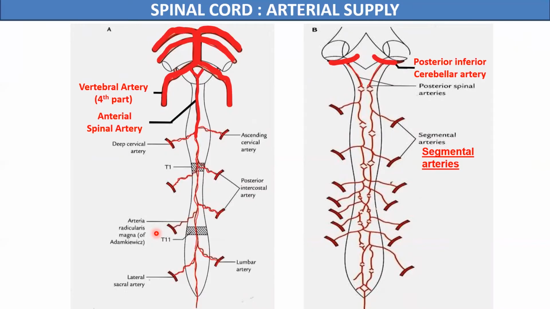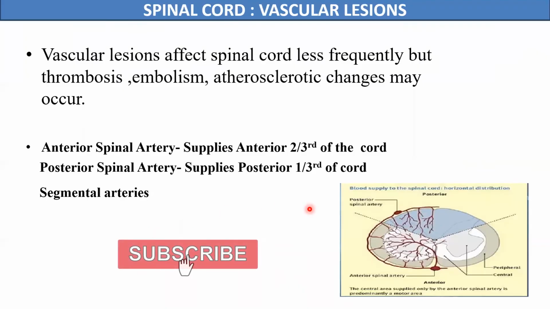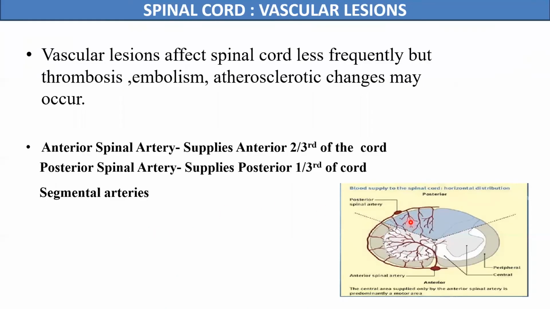The anterior two-thirds of the spinal cord is supplied by the anterior spinal artery, and the posterior one-third of the spinal cord is supplied by the posterior spinal artery, and at all levels these anterior and posterior spinal arteries are reinforced by these segmental branches.